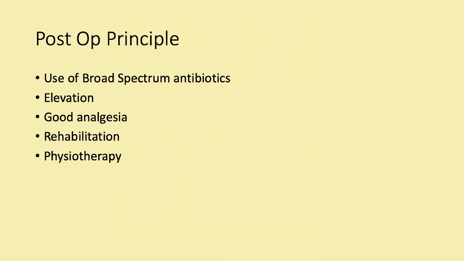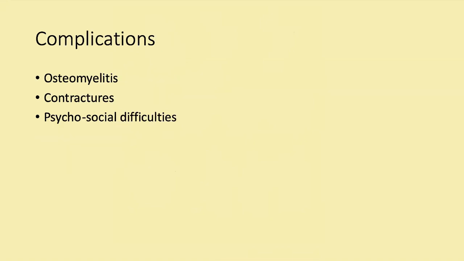Post-operative principles will include use of broad-spectrum antibiotics, elevation, good analgesia, rehabilitation, and physiotherapy. Complications of hand infections can include osteomyelitis and contractures. Patients may also have amputations if they come late or there's poor management. They may eventually need amputations of digits or the hand, as the case may be. And then also patients may have psychosocial difficulties, especially reintegrating back into normal society.